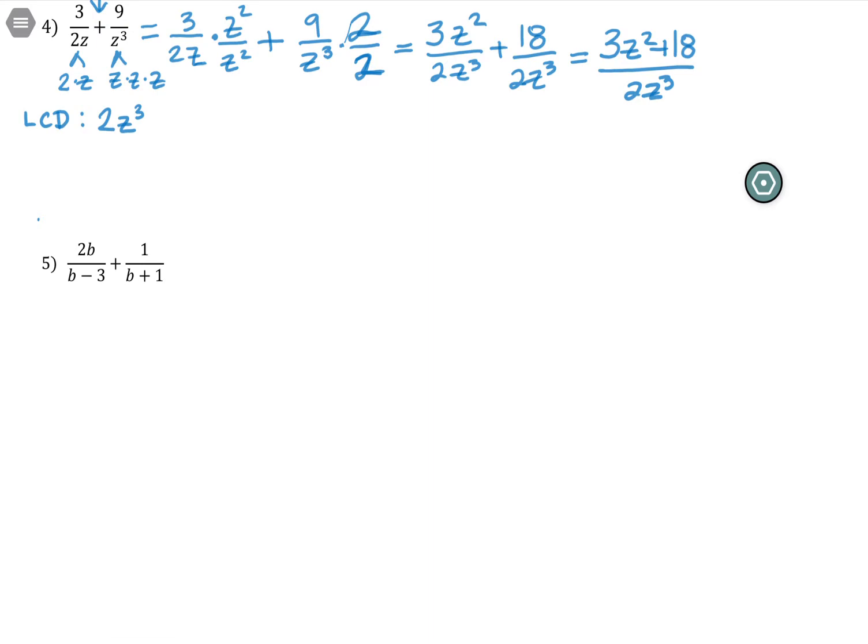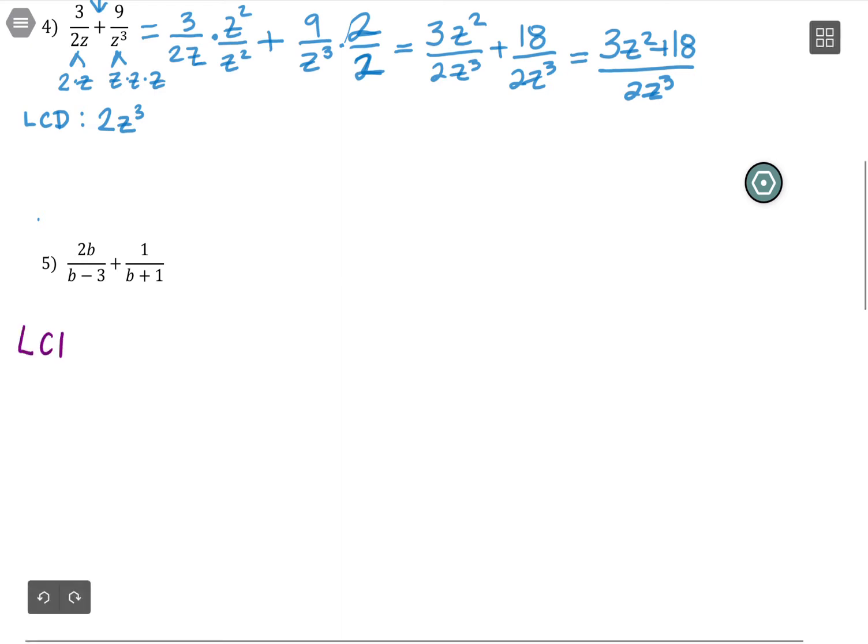The second one, people are really tempted in this one to start building their LCD and say, I need a b, and I need a b minus 3, and I need a 1. But that's not quite right because remember we're talking about factors. The LCD is a list of all the factors that you need to make up either denominator. So we need to get them factored first, and in this case there isn't any way to factor it, so we're just going to think about it as 1 times. So our factors are 1 and b minus 3 for the first one.